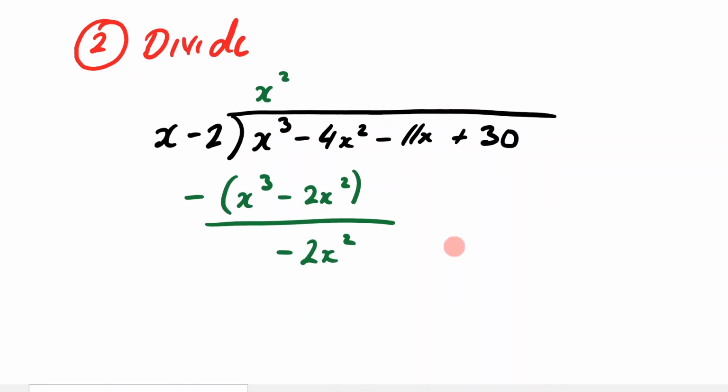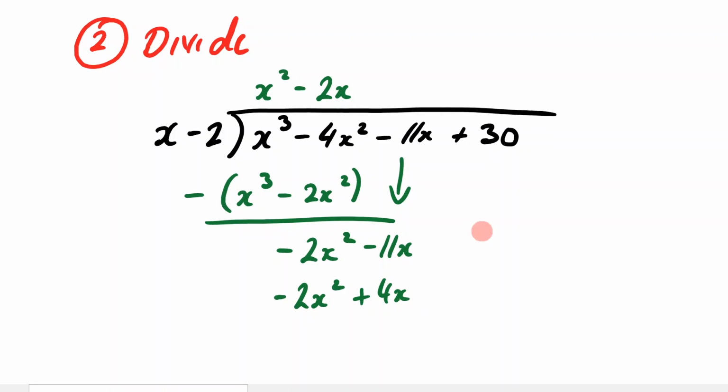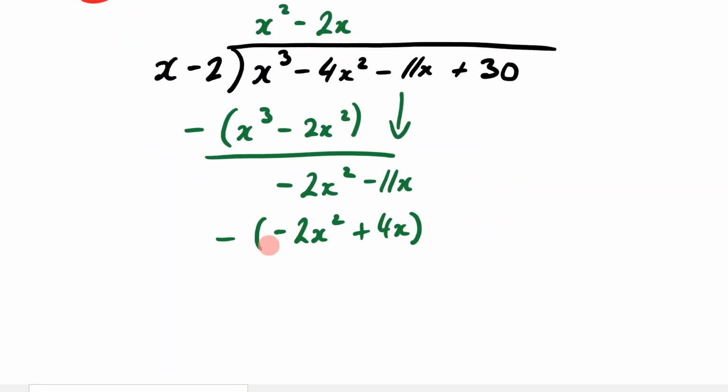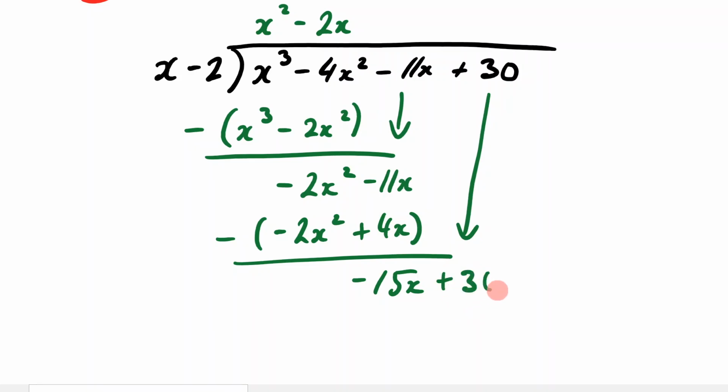The next, I carry down this negative 11x. And I go again, x times what is negative 2x squared? It's going to be negative 2x. Then I go negative 2x times x is negative 2x squared. Negative 2x times negative 2 is plus 4x, because a negative and negative is a positive. Then I put brackets, then I minus, then I do this. This always goes to 0. Now this is now negative 4x, because I got a negative here. So it's negative 11x minus 4x is negative 15x. Carry this down, plus 30.